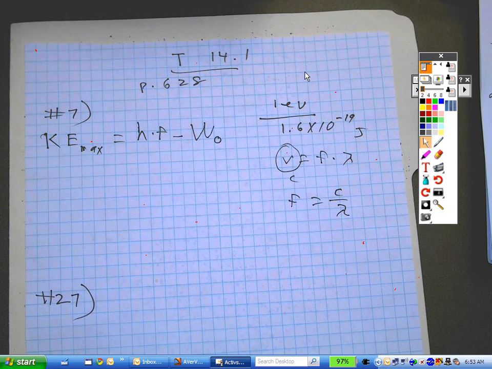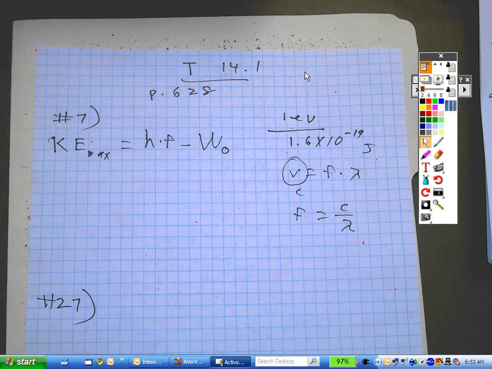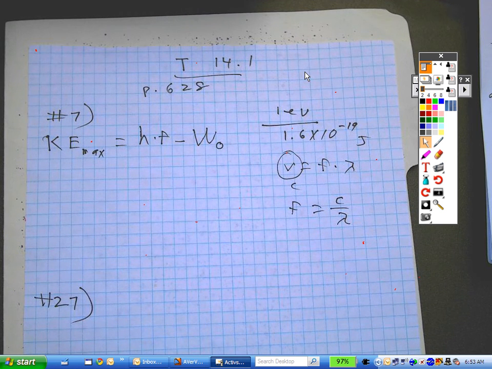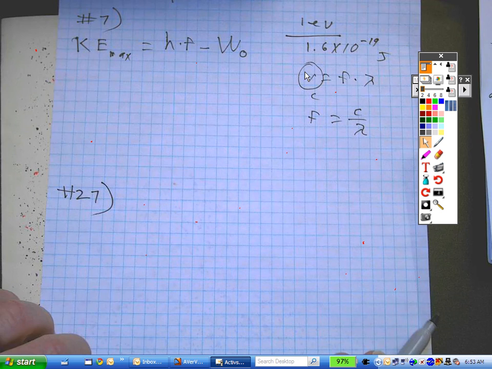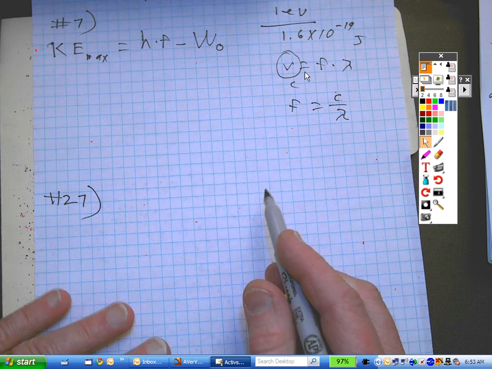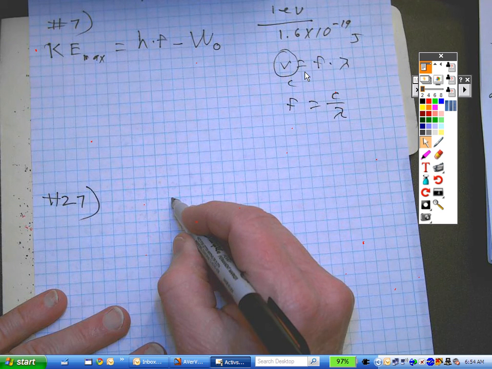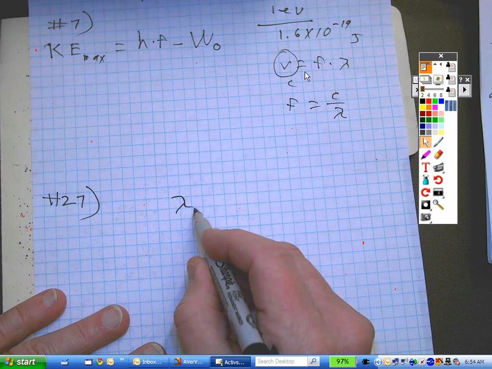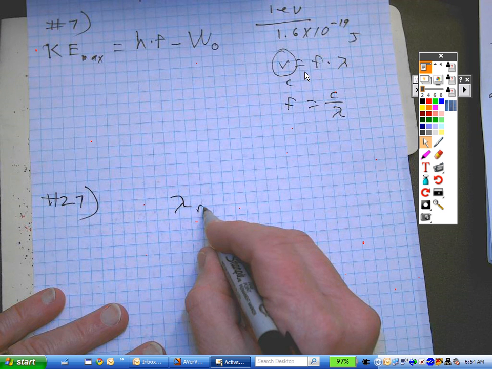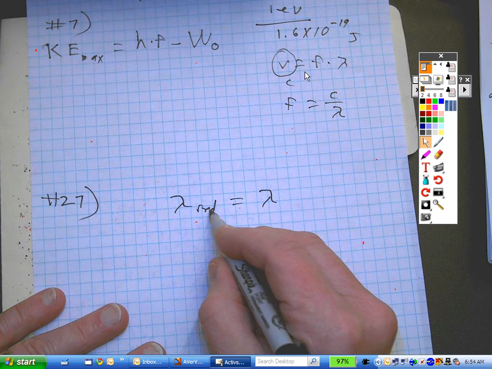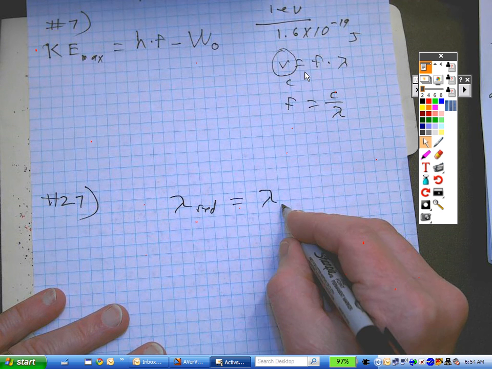Now let's look at number 27. Number 27 says the width of the central bright fringe in a diffraction pattern on a screen is exactly the same, whether it's an electron or red light. Well, what basically that means, at least a way to get started, is that the wavelength of red light must be the same as the de Broglie wavelength of the electron, which you read about and we talked about.